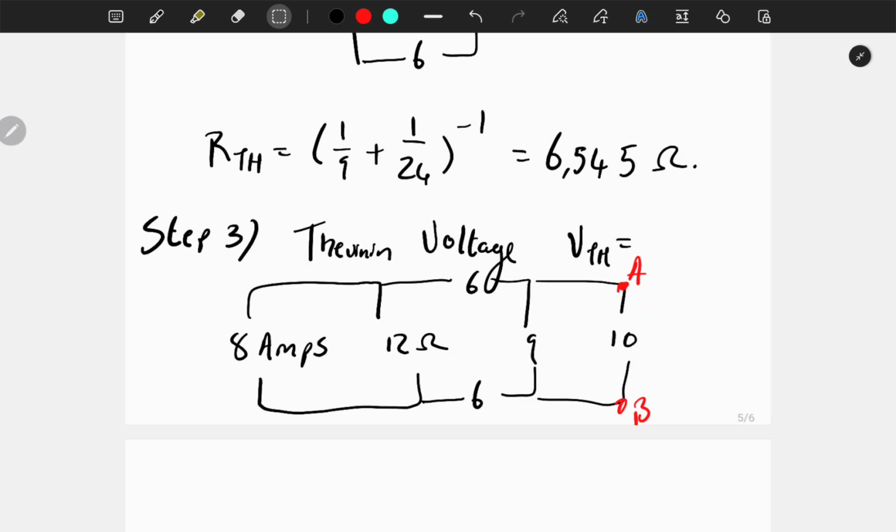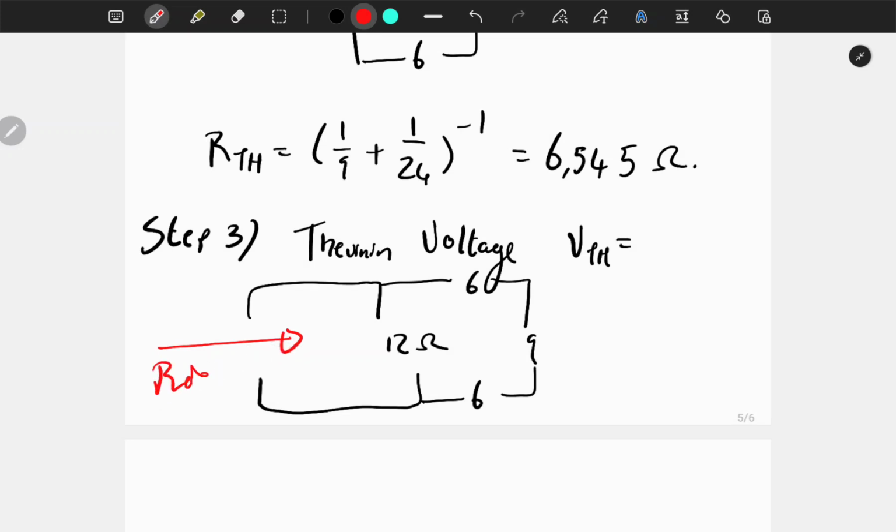So I hope you guys will remember the rules. The rules are basically simple. You're going to remove the load resistor, you're going to remove the current, and you're going to start from right to the left. You're going to move from right to the left.